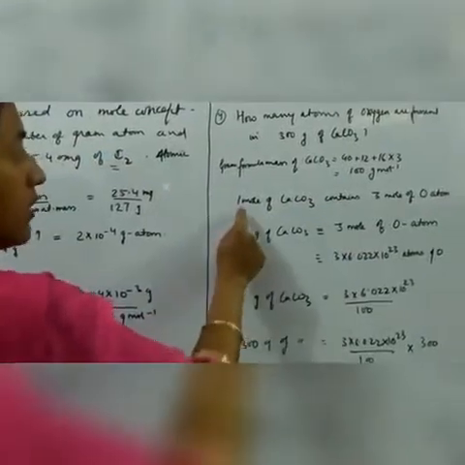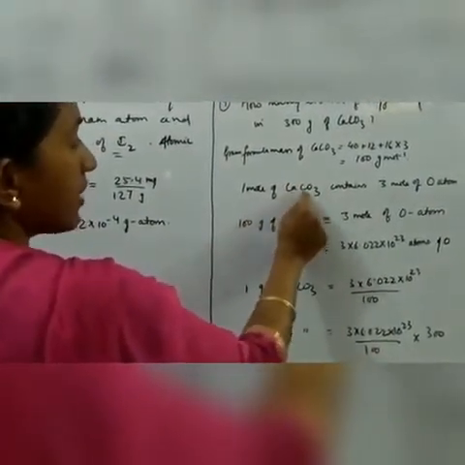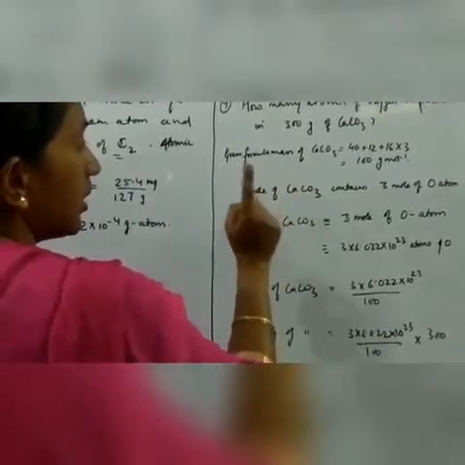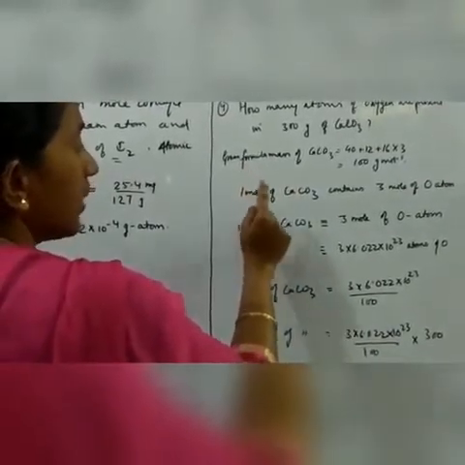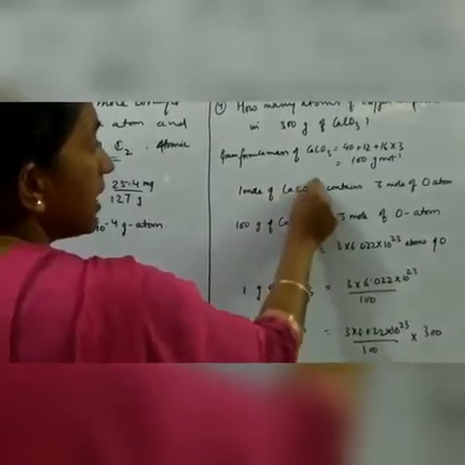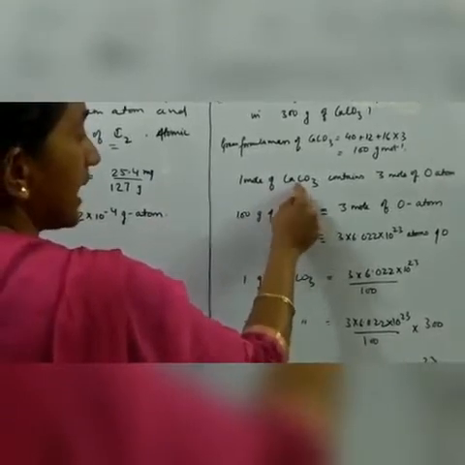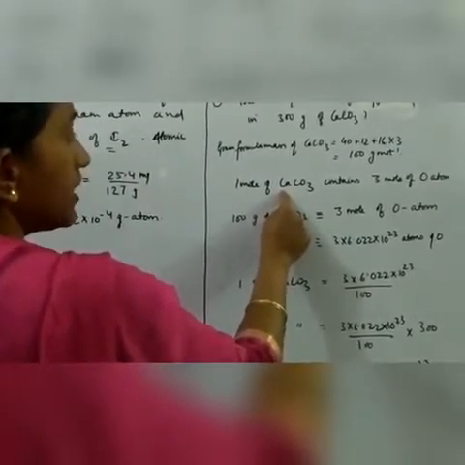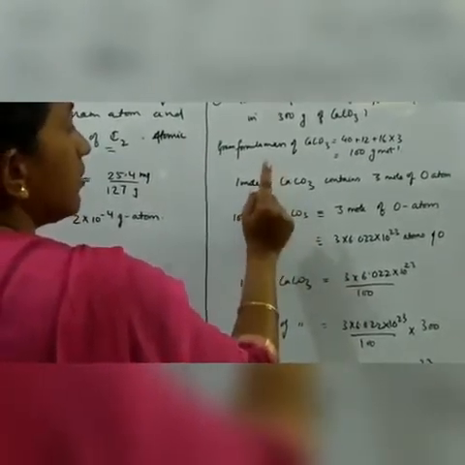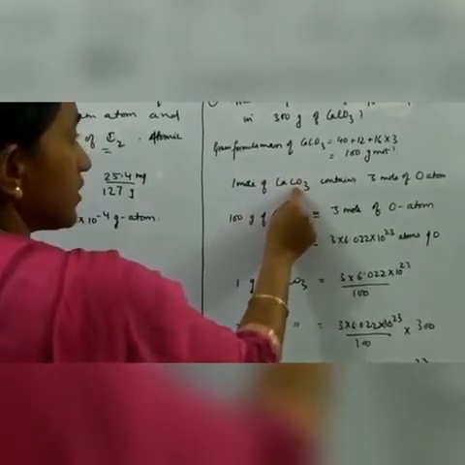Now from the formula it is clear that 1 molecule of calcium carbonate, or we can say 1 mole, 1 unit of calcium carbonate, contains how many atoms of oxygen? 3 atoms. How many atoms of carbon? It is 1, and calcium is also 1. So 1 molecule of calcium carbonate contains 3 atoms of oxygen.